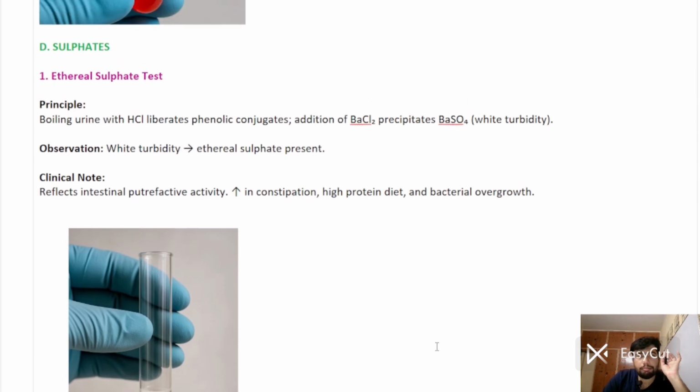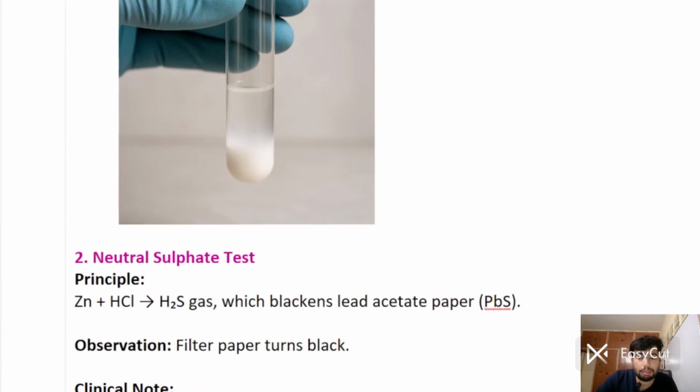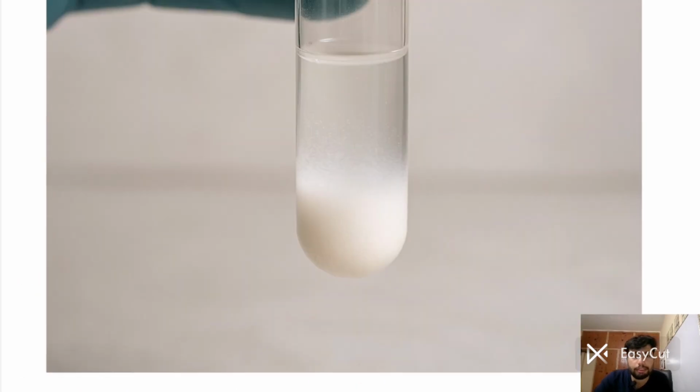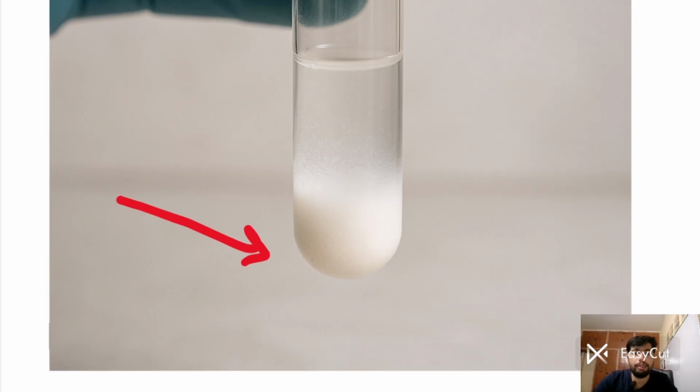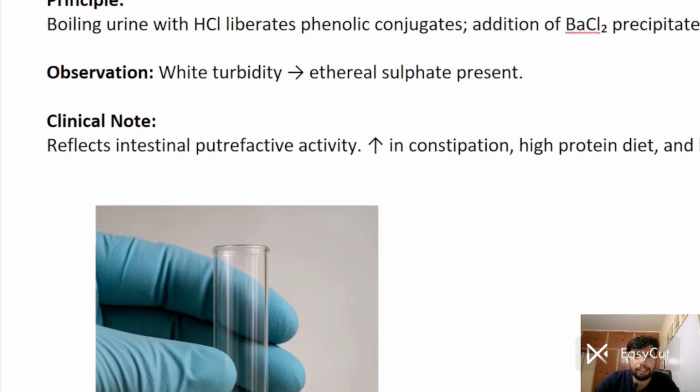In the ethyl sulfate test, you should know that boiling urine with HCl will liberate phenolic conjugates, and when you add barium chloride to it, this will precipitate a white precipitate of barium sulfate. You can see the white turbidity here, very nicely formed. This is due to barium sulfate. I hope this is clear. This turbidity is due to barium sulfate, right?